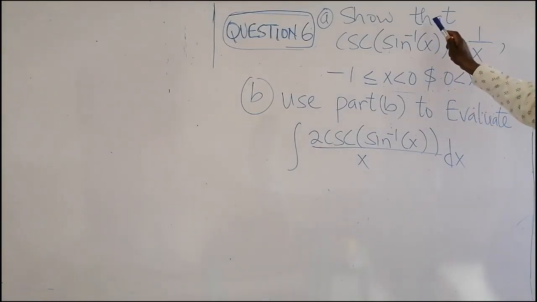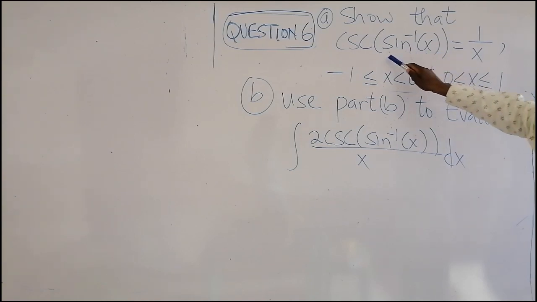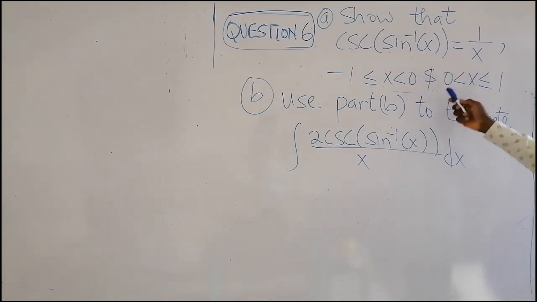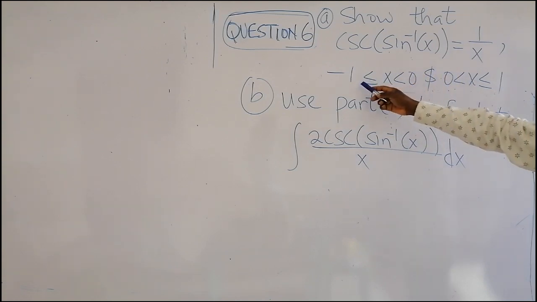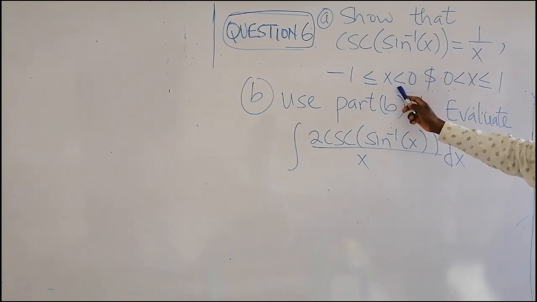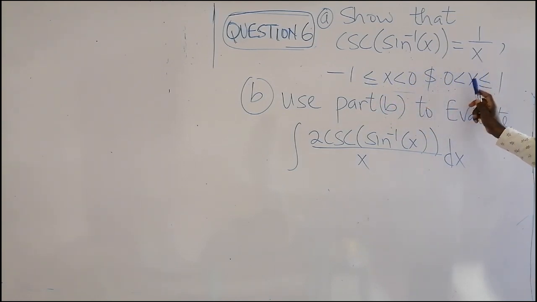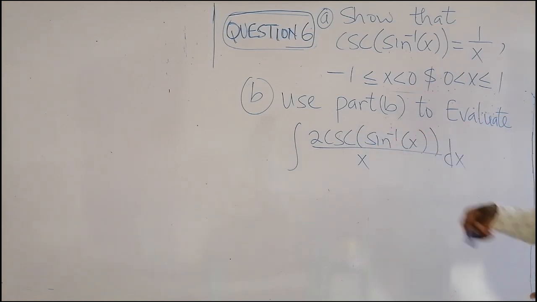Show that cosec of this function is equal to 1 over x. The left hand side equals what? The right hand side. And we have the domain, minus 1 less than or equal to x less than 0, and 0 less than x less than or equal to 1. So that's the A part. The B part, use part B to evaluate this integral of this fraction. Without further ado, let's go straight to the solution.